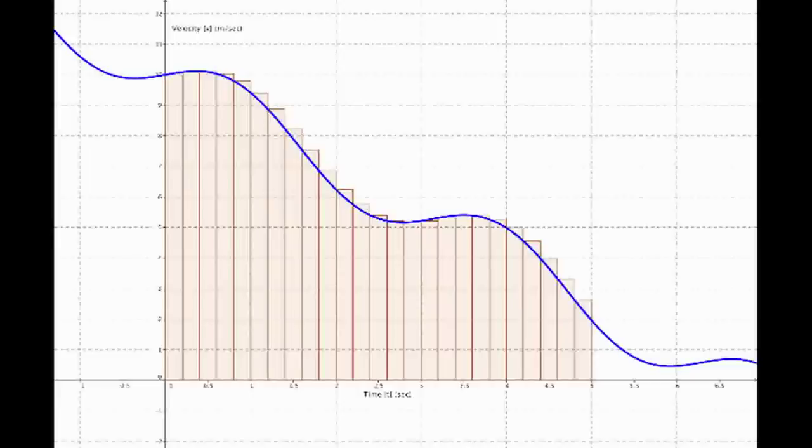However, there is a trade-off, of course. If we want more accuracy, then we're going to have to do a lot more computation, in this case, 25 area calculations.